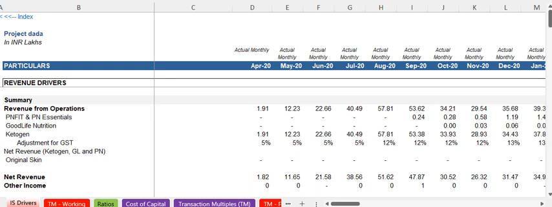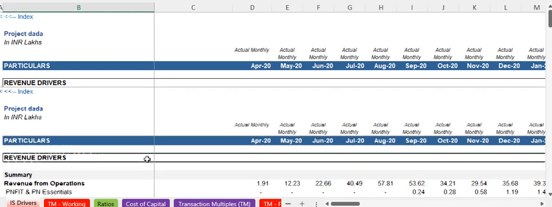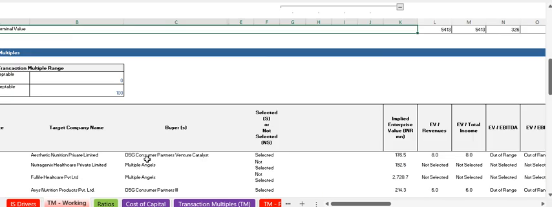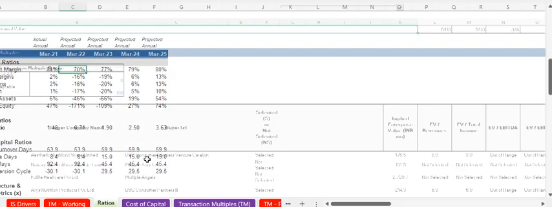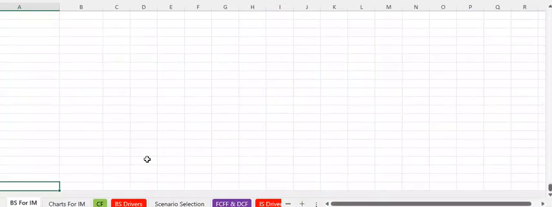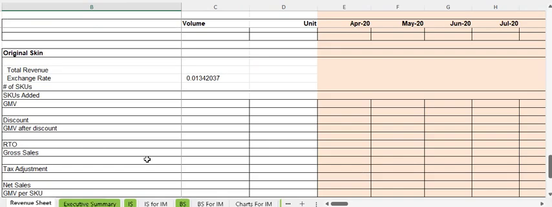So we are going to discuss the FMCG model and how to make it on a priority basis. In the last video we discussed the IS drivers, and in this video we are going to discuss the IS driver, the TM working, and other schedules of this financial model. So let me introduce that.